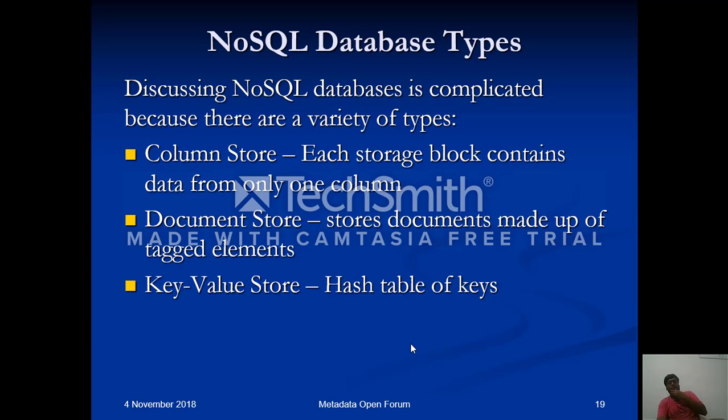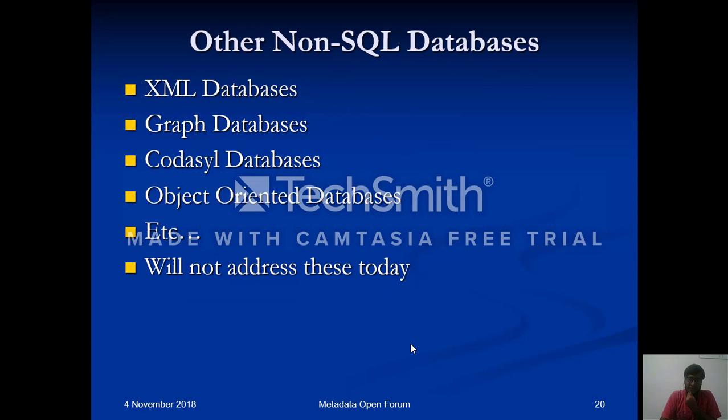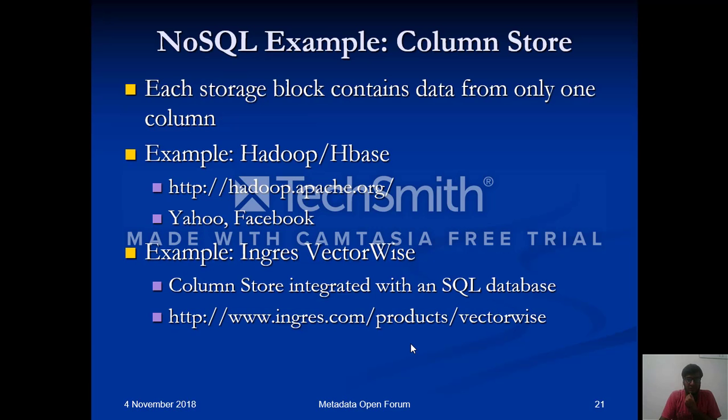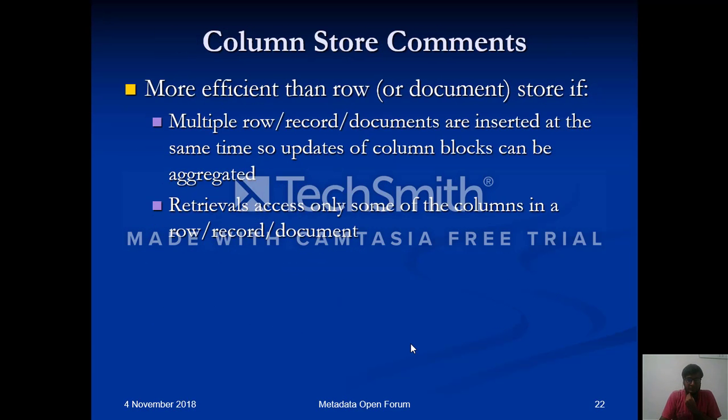Column store, document store, key value store, hash tables of keys, etc. are the database types. Other NoSQL types include XML, graph, Cassandra, object-oriented databases, etc. Column store, as you can see, is more efficient than row or document store. Multiple row record documents are inserted at the same time, so updates of the column can be aggregated. Retrievals access only some of the columns in a row record document.